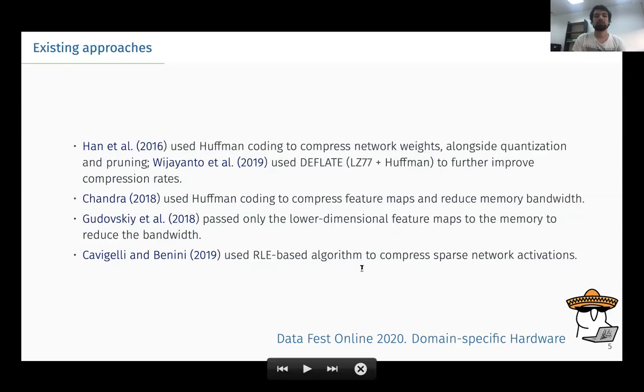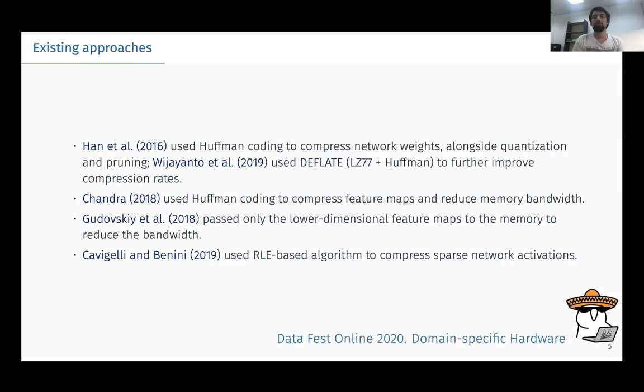And what we want to do is to somehow reduce memory bandwidth without hurting accuracy at all, or hurting accuracy as little as possible, which means not changing the representation of weights and activations.